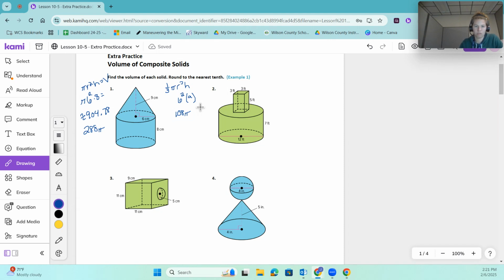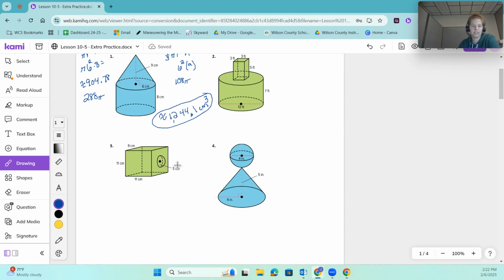And that will give me, it says round to the nearest tenth, so the total is approximately 1,244.1 centimeters cubed, because again, it is volume. Volume is approximately 1,244.1 centimeters cubed. And again, I did that by finding the volume for each and adding them together.